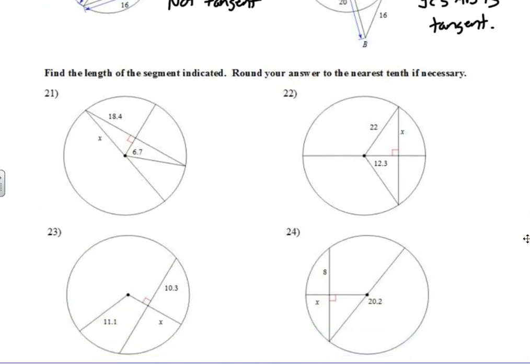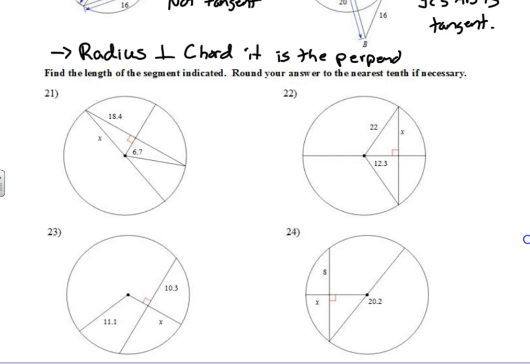All right, now the last thing that we have going on here is when the radius is perpendicular to a chord. Again, this is in the previous lesson's notes. So when a radius is perpendicular to a chord, it is the perpendicular bisector of that chord. So what we have going on is a right triangle. We want to find the length of the segment indicated here.